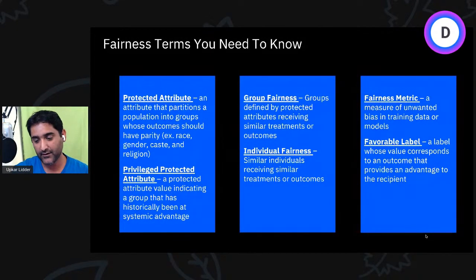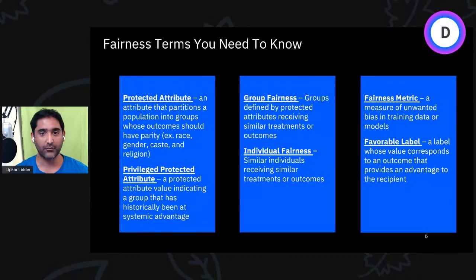So here are some fairness terms that you need to know in order to use the AI Fairness 360 Toolkit. But in general, too, I think if you read papers, if you use toolkits by other companies or other open source ones, you'll come across these terms, right? So protected attribute is the attribute that may be used to bias against certain groups. An example being race, gender, caste, religion, right?